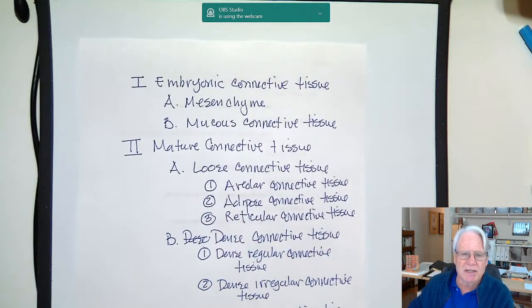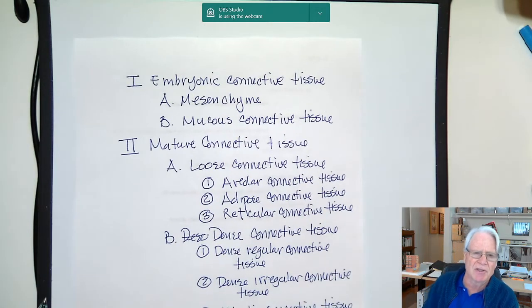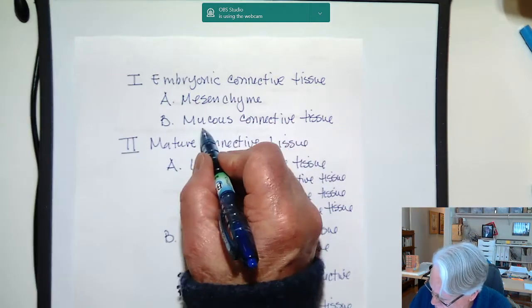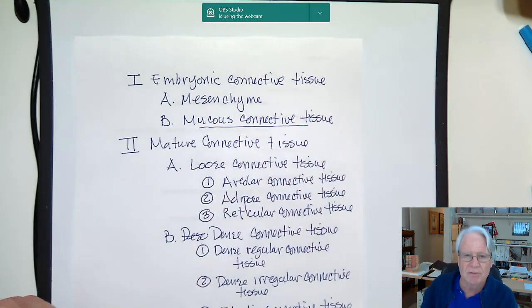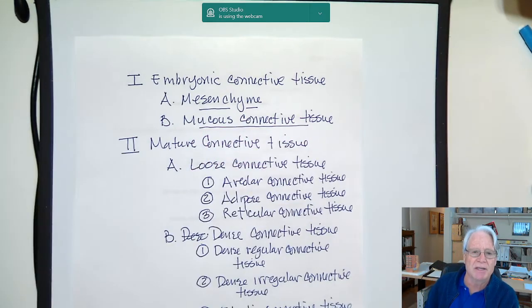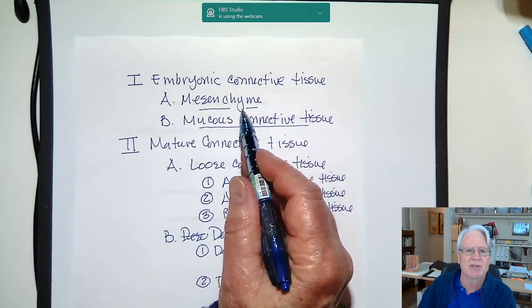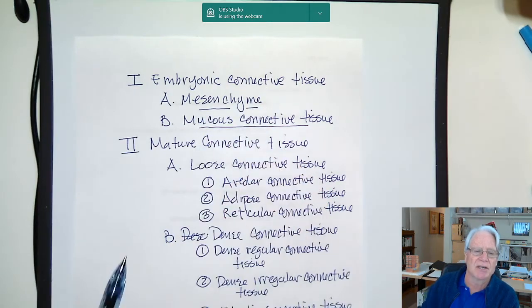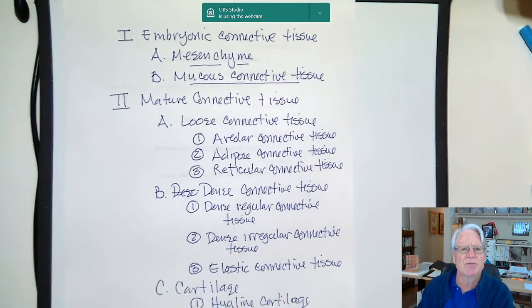So starting with embryonic connective tissue, obviously this is a type of connective tissue that's associated with the embryo, the developing human, and we are going to just briefly mention mucous connective tissue. We don't spend any time there. Mesenchymal tissue is something that we'll be running into quite a bit, even in the discussion of the adult body. So we'll spend a little more time talking about that. But both of these tissues are connected to the embryonic stage of human development. And then we get into mature connective tissue.